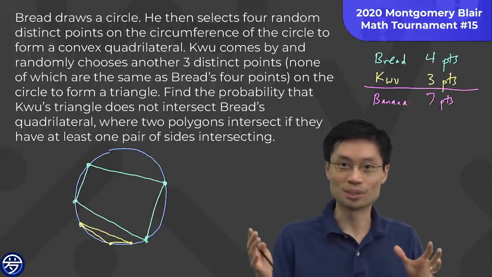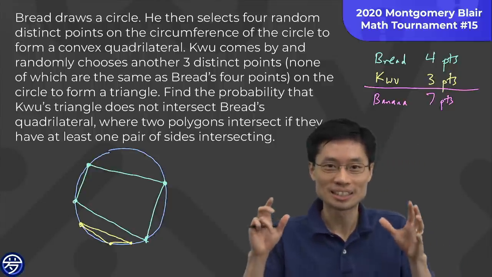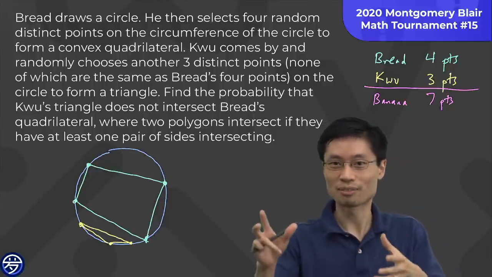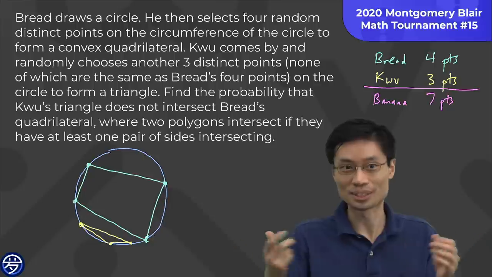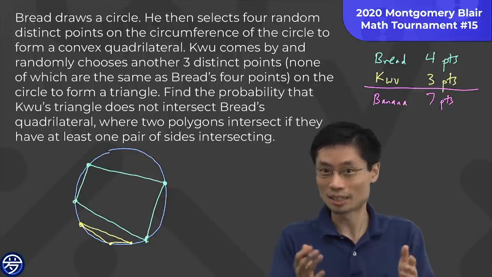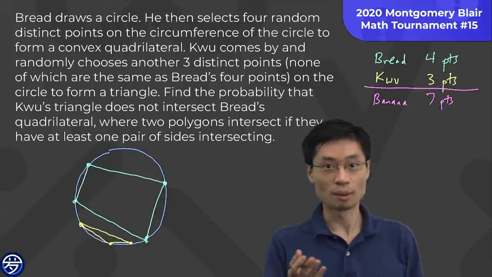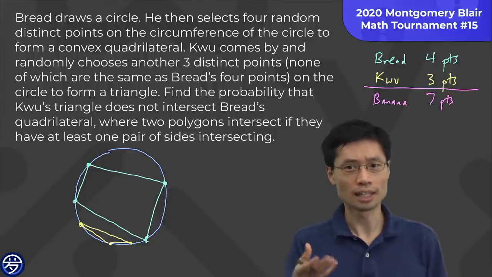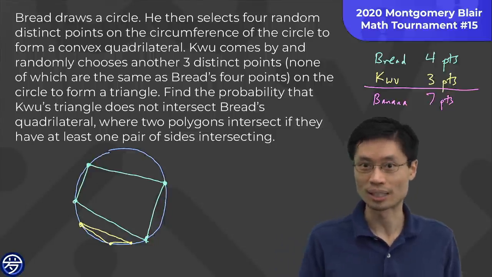But instead, what you do with this kind of question is you say, let's just have a banana come and help and just choose the 7 points first. People say this method reminds them of an IMO problem. And it's an idea that's also used in combinatorics quite a lot.